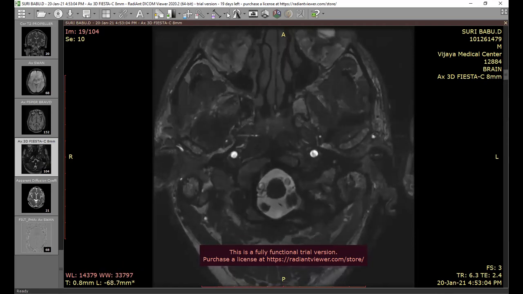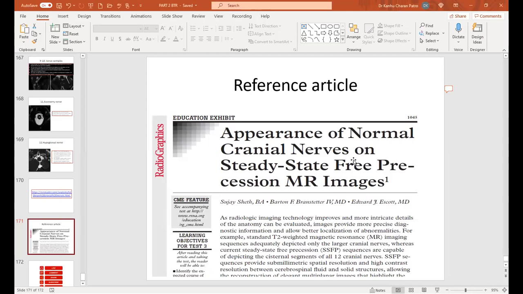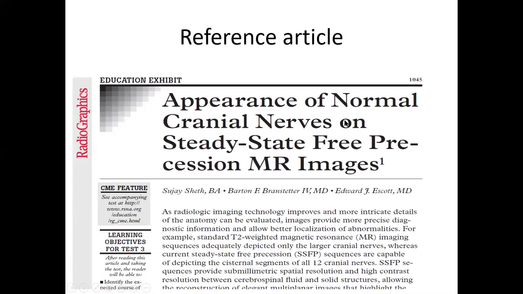So, this is all about how to identify the cranial nerves and what the various sequences required are. If you want to go through all the cranial nerves easily, identification sequence is required. It is a reference article for you, and you can go ahead and discuss.